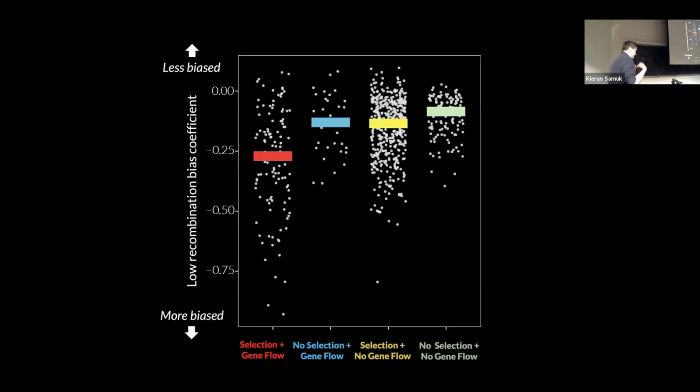And so if we compute that summary for all 4 of those different categories, we end up with something that looks like this. So here are our 4 categories. We have selection with gene flow here. That's the one we're expecting to see the pattern. And then we have our 3 other cases here.